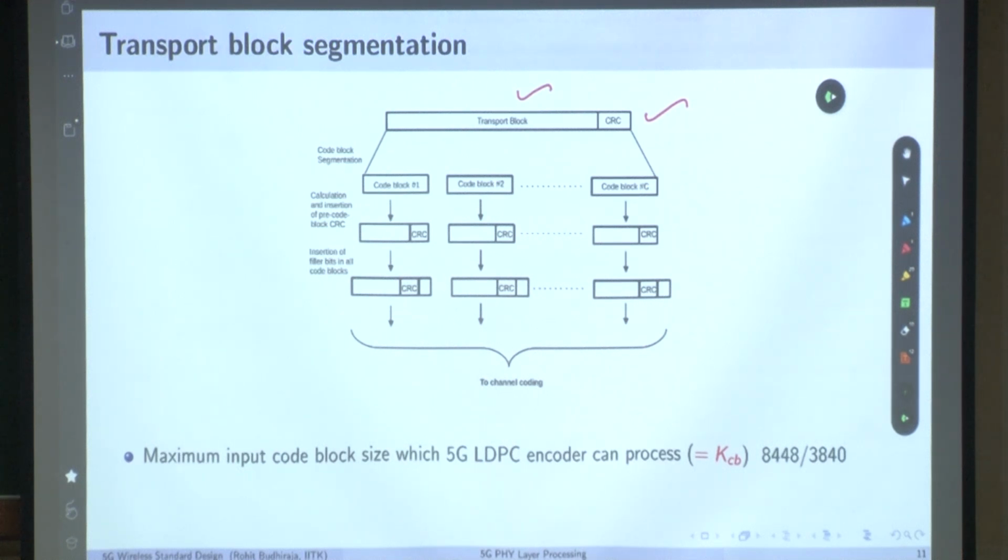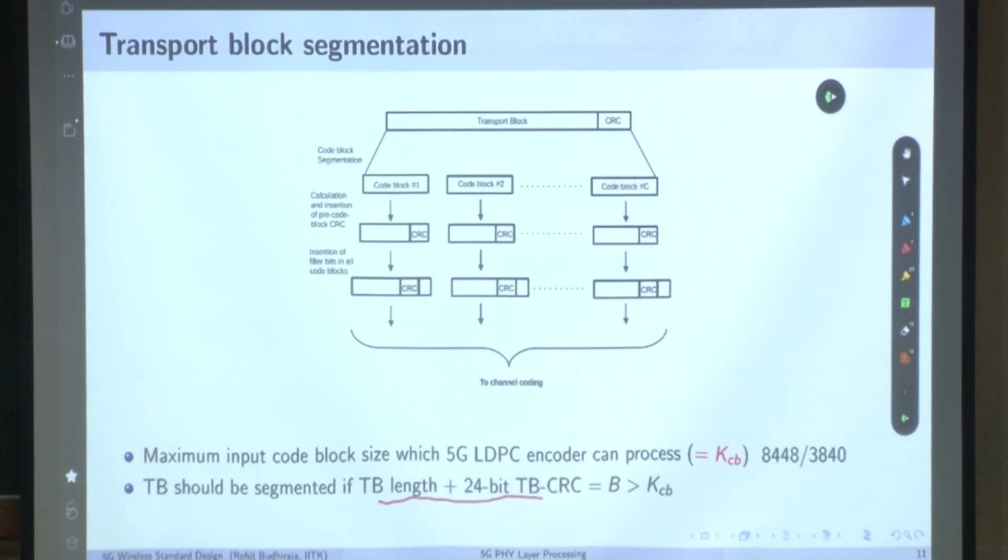Why is it segmented? Because the 5G LDPC encoder can process only 8448 bits for the first base graph, and for the second base graph it can encode 3840 bits. This is denoted as KCB. Now most of us should remember these alphabets. They should come in your dreams if you are working day in and day out on standardization. The transport block should be segmented if the transport block length plus the 24 bit CRC is greater than KCB. This number is denoted as B, the whole of this length is denoted as B.